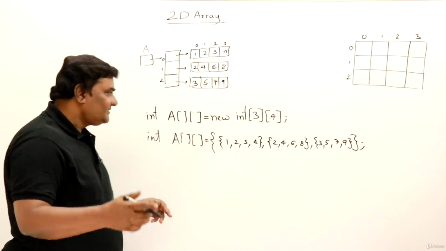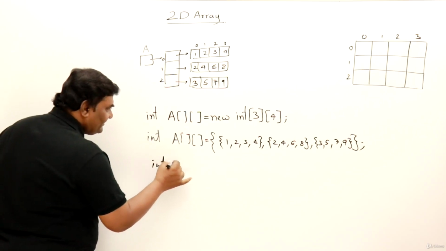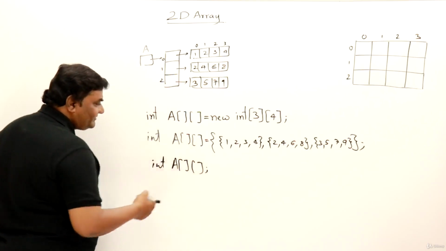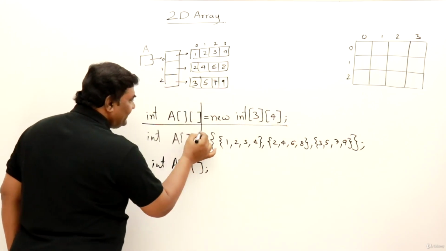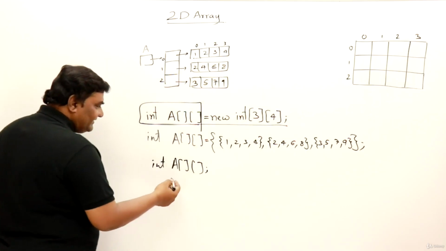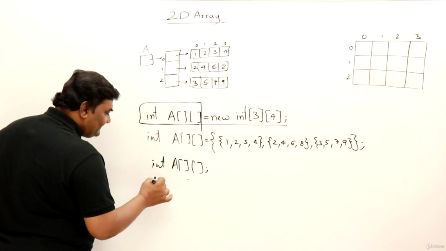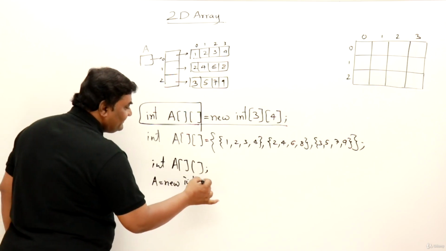Now I will show you one more method of creating the same array. I can even do it like this: int A. This is a reference to a two-dimensional array, right? See this portion, I am separating this. The left-hand side part is separate and that part is separate. So this is a reference of a two-dimensional array. Then in the next line I can say A assign new int of size 3 and 4.